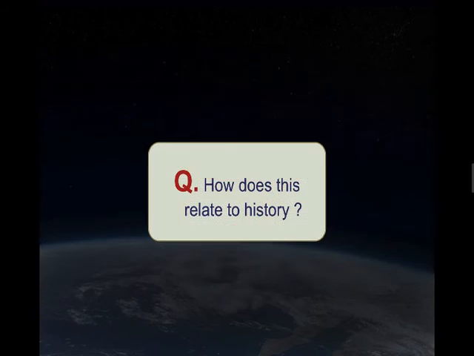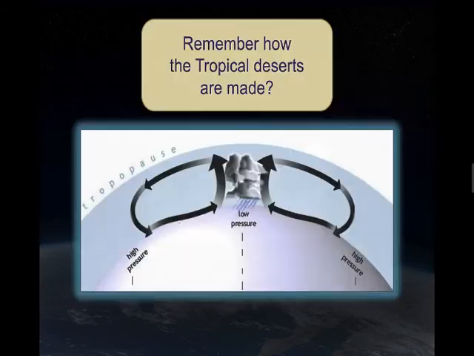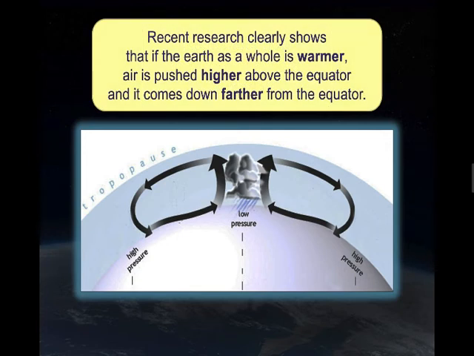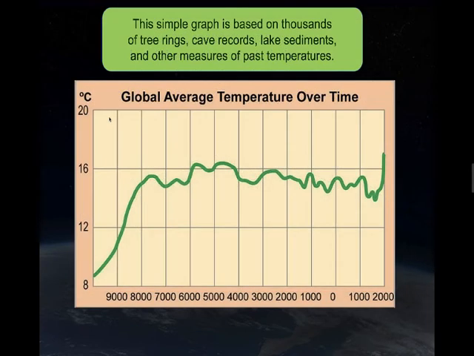So that's a climate lesson. How does this relate to history? Remember how the tropical deserts are made. Recent research clearly shows that if the Earth as a whole is warmer, the air is pushed higher above the equator, and it comes down farther away from the equator.